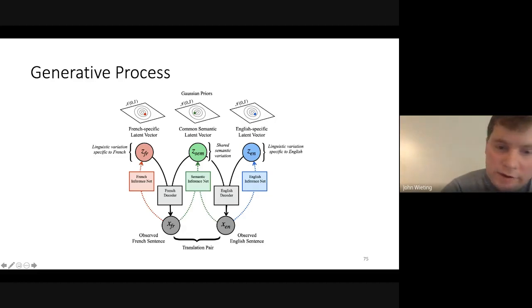And then you condition on that and your French specific variable to generate the French side. And similarly, you condition on the semantic variable and your English variable to generate the English side. And so that's our setting, and our hypothesis is that the shared semantic variable is going to help you a lot with these semantic tasks, because the information that's shared between these two views should be information that is semantic in nature.